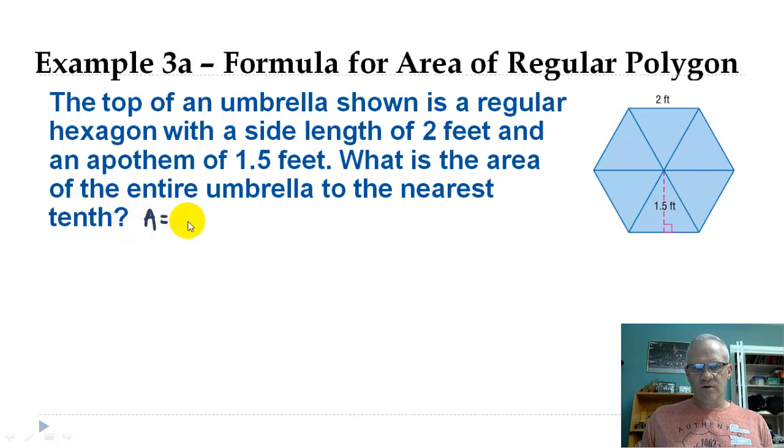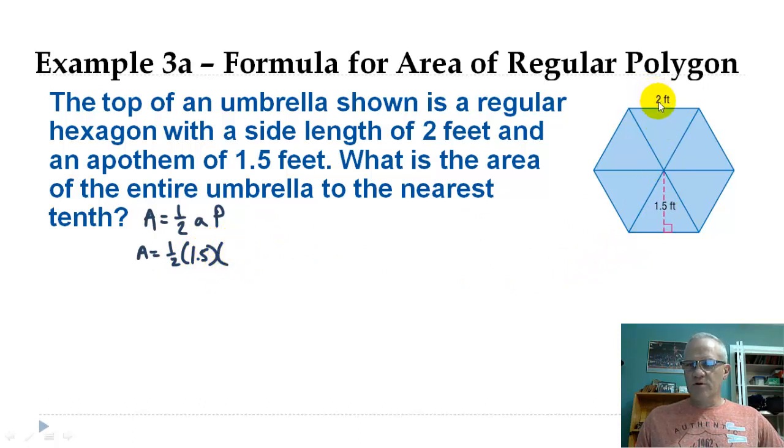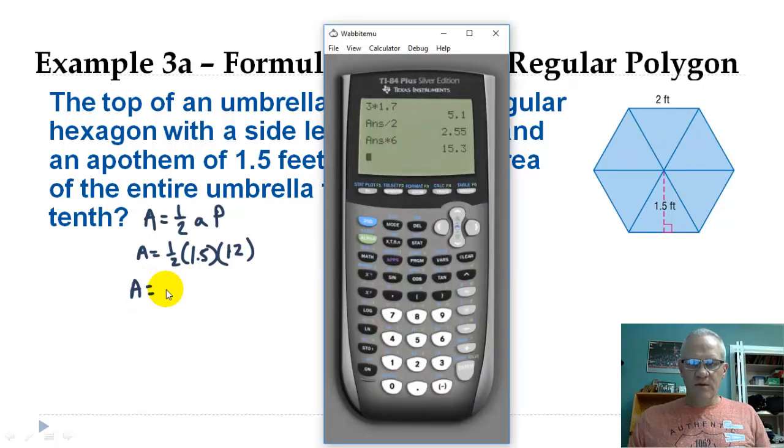So the area equals 1/2 the apothem times the perimeter. Okay, so what's the apothem? 1.5. And the perimeter, all we do for the perimeter is, if you know, this is 2, 4, 6, 8, 10, 12, which was just 2 times 6. So we can just plug that right into our formula there, and that seems like that might be a little bit easier and quicker than what we did before.